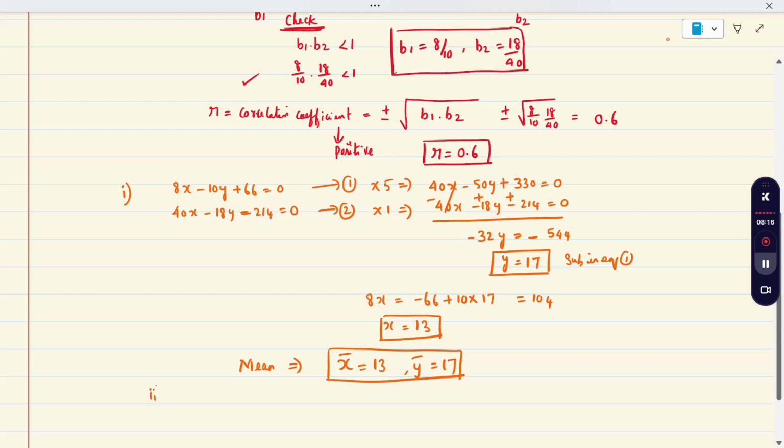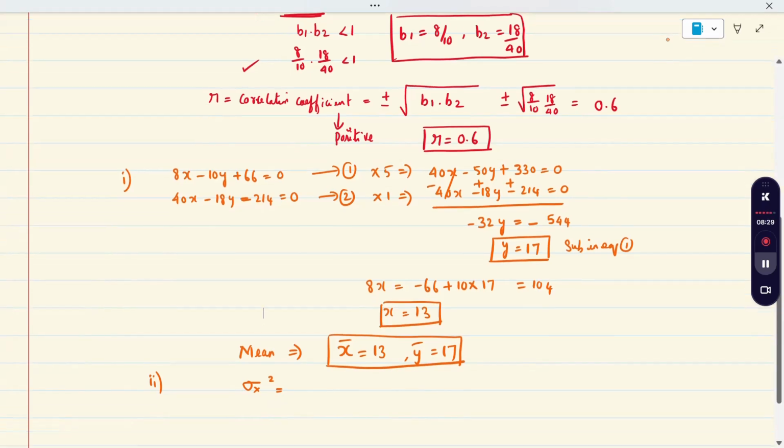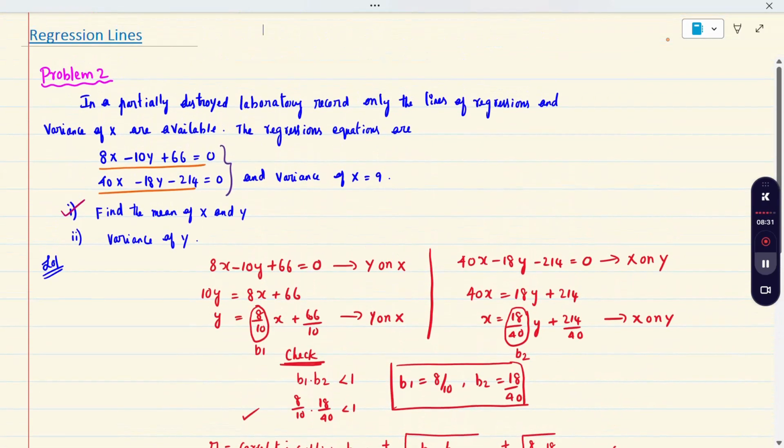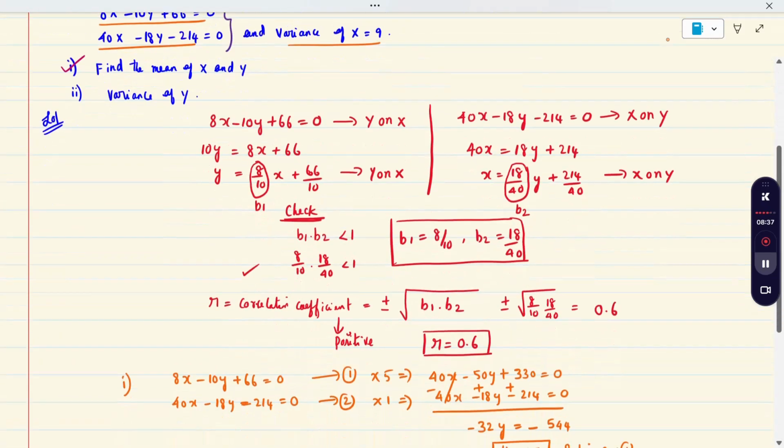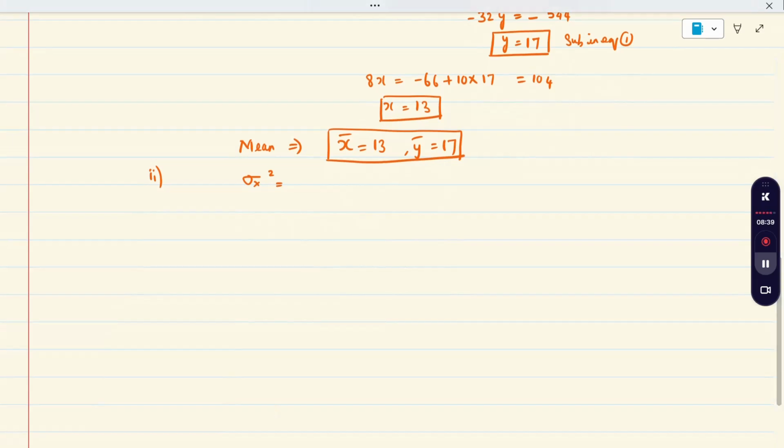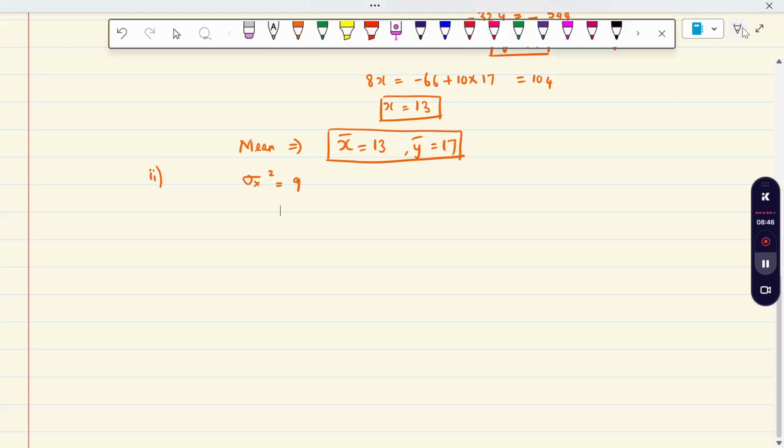Second subdivision, the variance of x is given. Sigma x squared is given in the question. The variance of x is given to be 9. Only the variance of y we need to calculate. Variance means sigma squared. So now we need to find the variance of y.